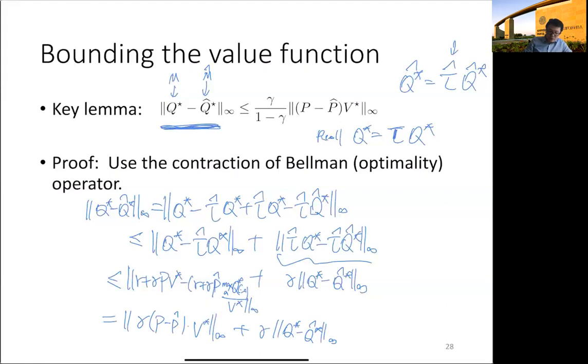The remaining thing to do to establish this key lemma is to move this to the left-hand side, since this is the same as the left-hand side. If we move this to the left-hand side, then divide both sides by one minus gamma, and extract out this gamma, then we get this inequality. Then we establish this inequality. Okay, I hope this simple analysis is clear.